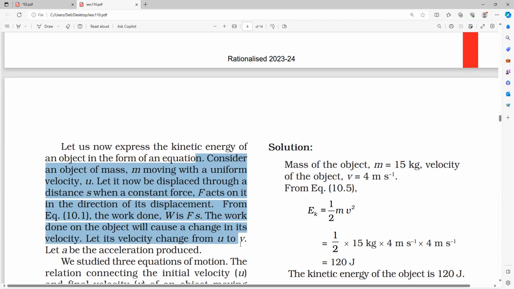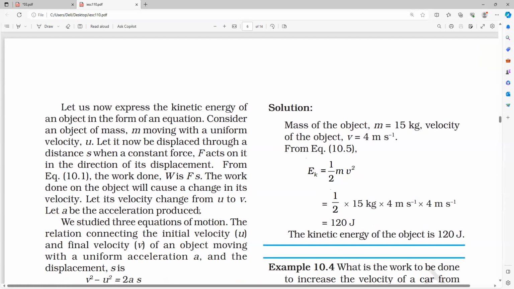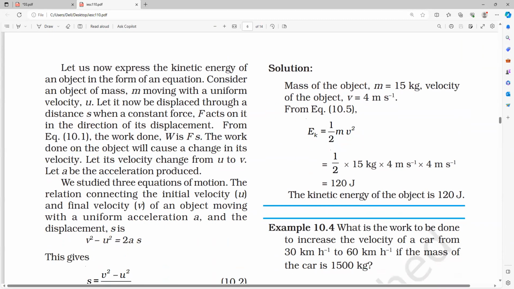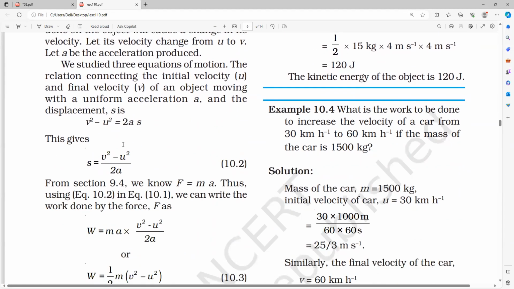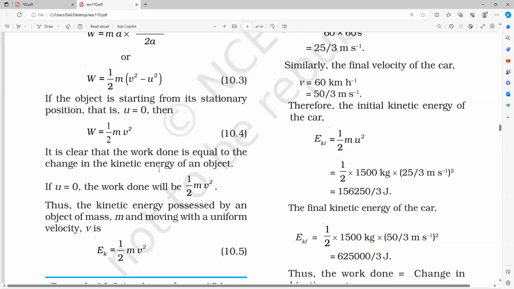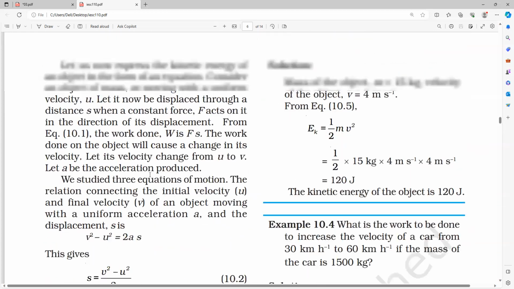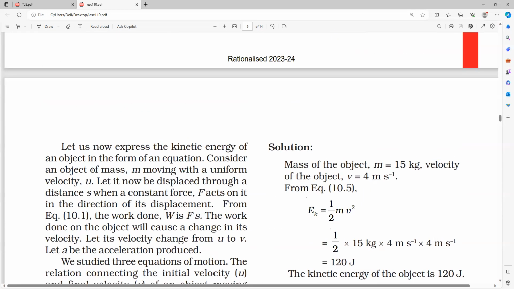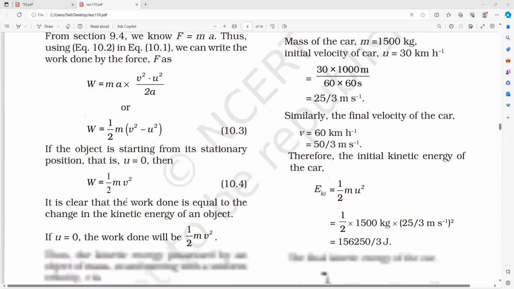The velocity changes from u to v. Let the acceleration produced be a. Now all of you notice it here. They are taking F equals ma, verify it. If the object is starting from its stationary position, they would consider initial velocity 0, but this approach is completely different. Have you noticed? Initially, they never mentioned anywhere that it starts from rest. They have simply taken it in the middle.